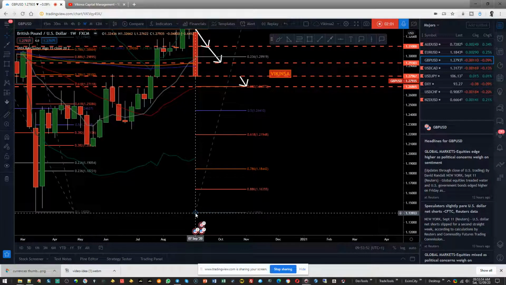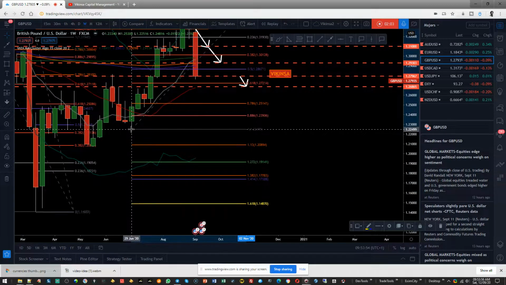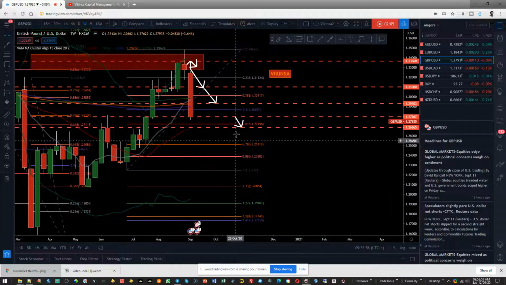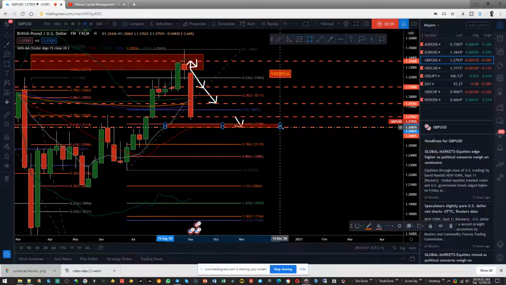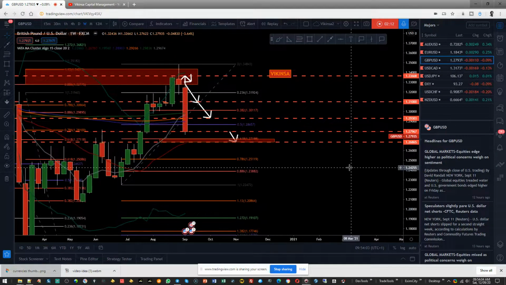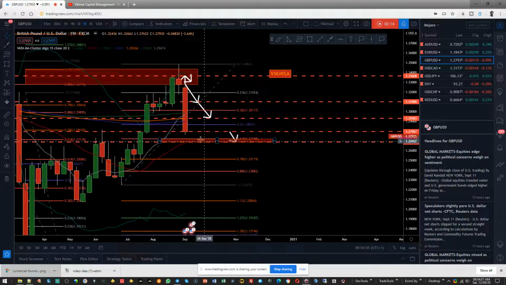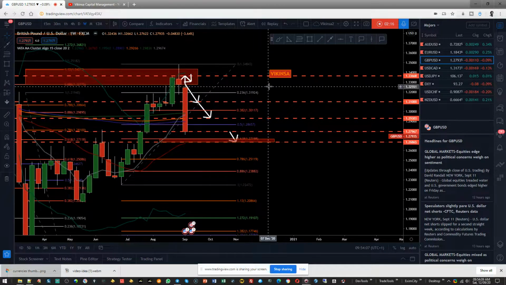Another thing that we can do is, if I draw a fib on here, this is a very good zone where the market can come to. This is a very good level where we can expect the market to come to and start to reverse.